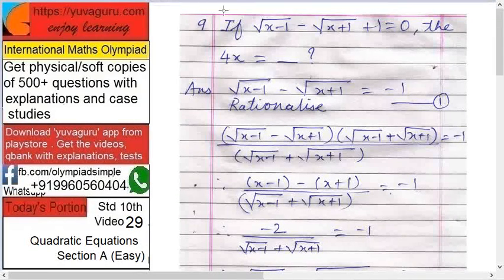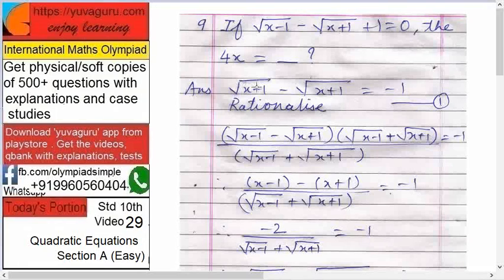Let's start. If √(x − 1) − √(x + 1) + 1 = 0, then 4x equals what? Basically, you have to solve this and find 4x.